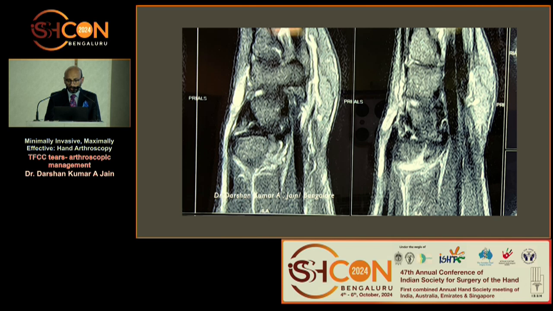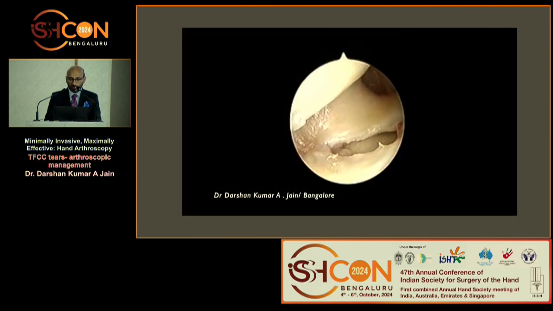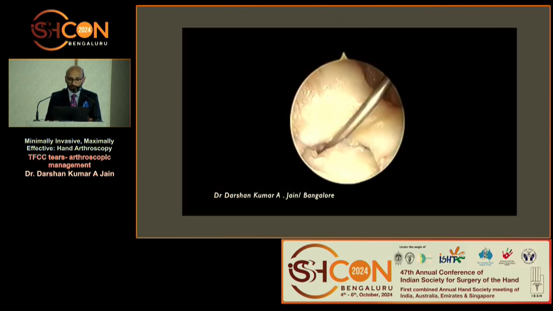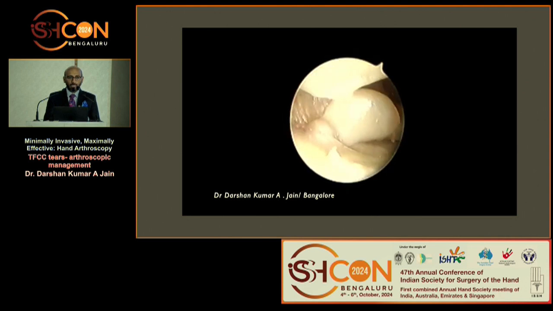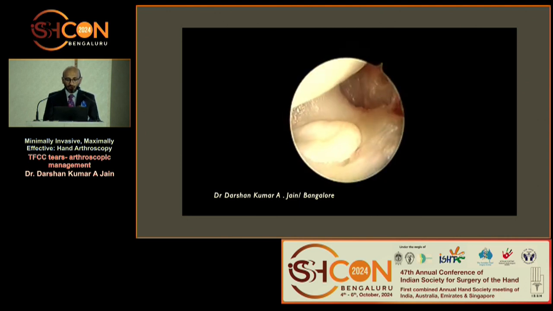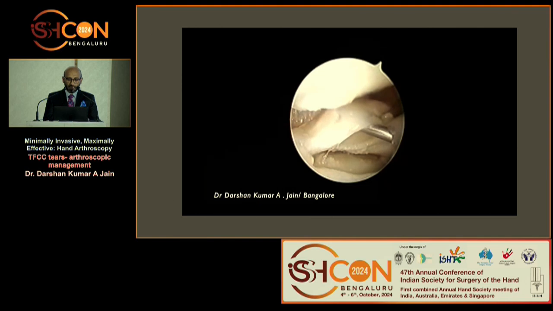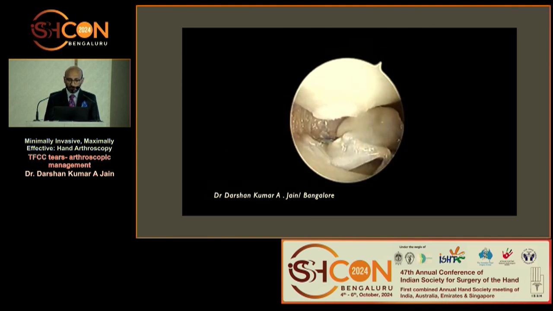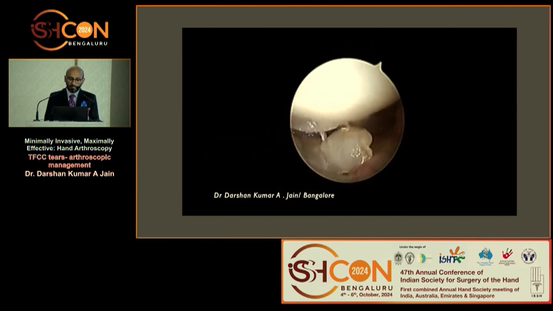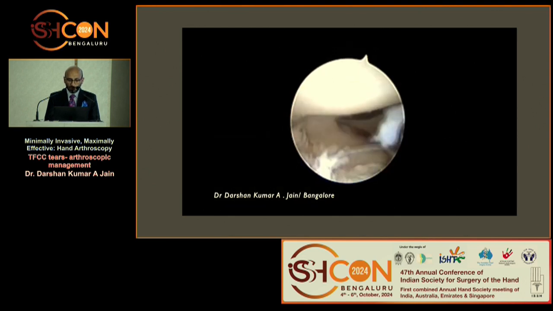On arthroscopy we found that there was a large central tear like this. Generally when we see a central tear we tend to debride. But here we saw that the MRI had some soft tissue interposition. This was something like a bucket handle tear, and it fell well within the margins of the repair, so we repaired this as well. If at all you're not able to repair, then debridement will be the only option.